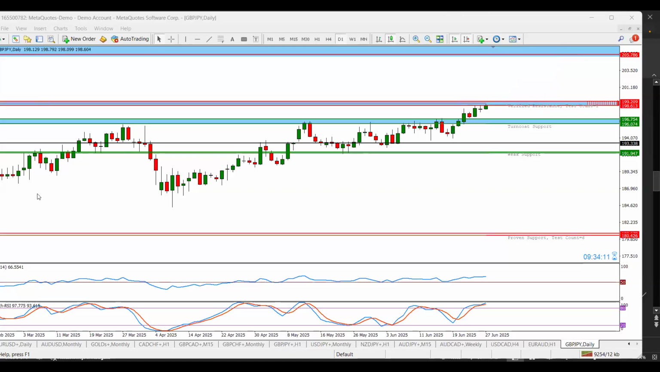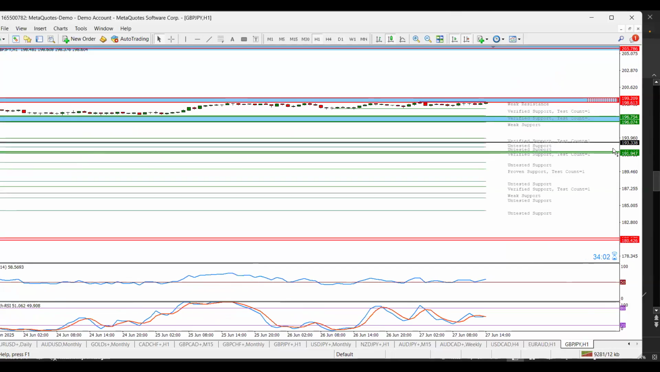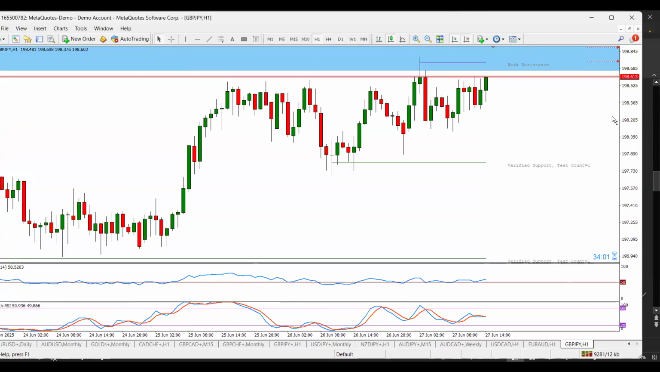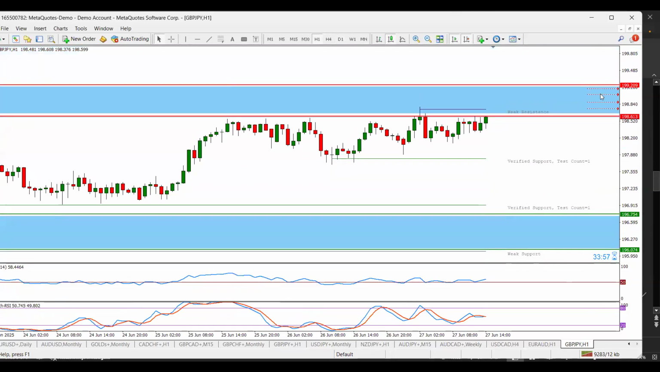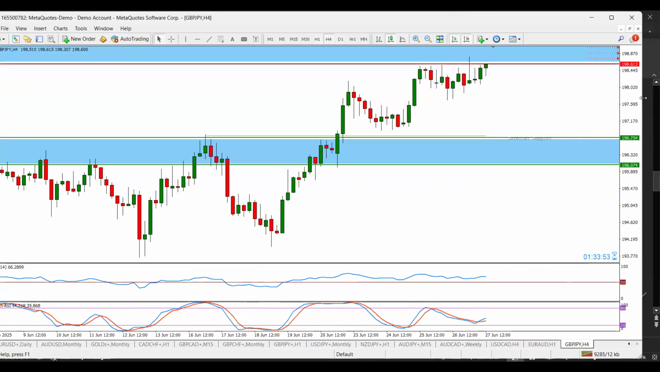That is the entry. Like I said, your entry points can be 4 hours. It can be 1 hour. Look at those entries that I've placed. You can see these 4 arrows. Those are my entries. Can be 4 hours. Look at it on 4 hours.